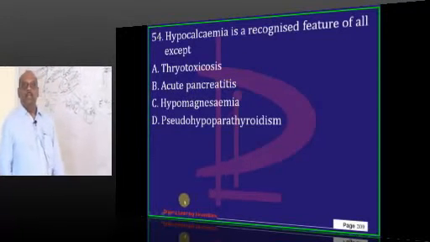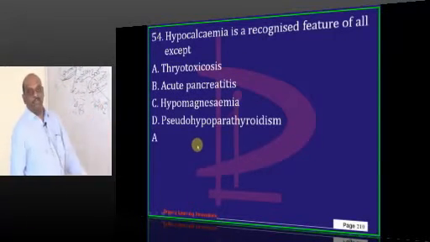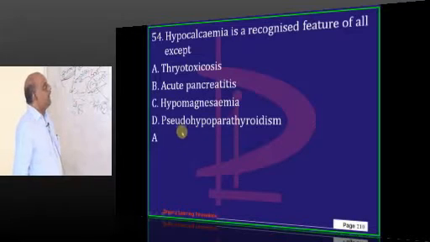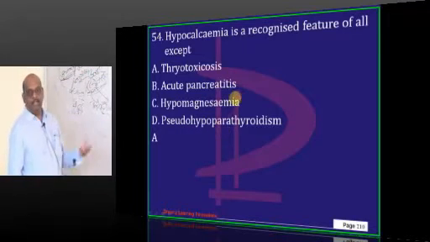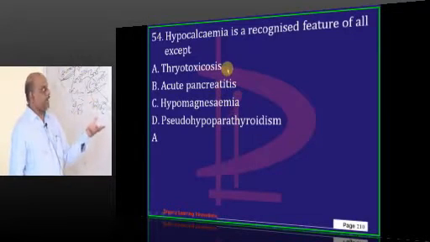Hypocalcemia is not a feature of thyrotoxicosis. It is a feature of hypoparathyroidism, pancreatitis, hypomagnesemia, but not thyrotoxicosis.